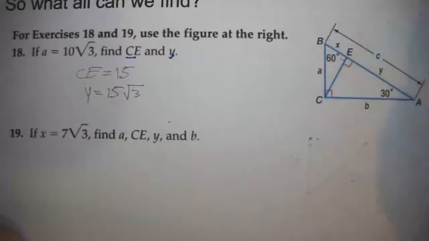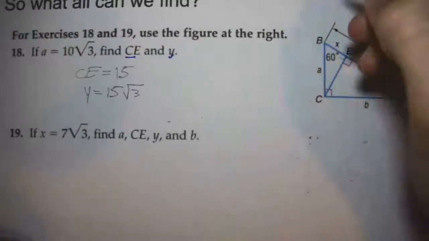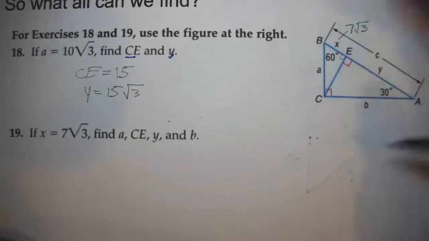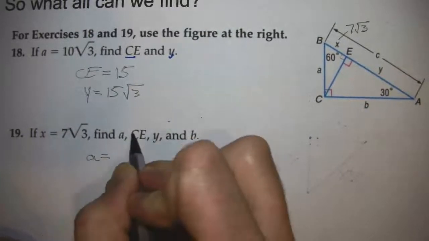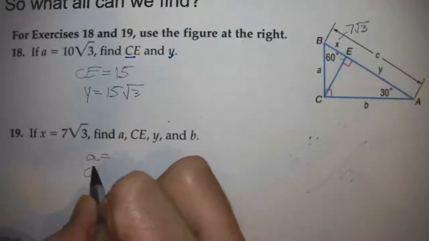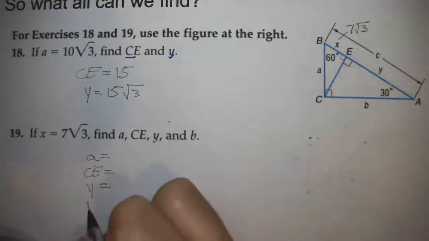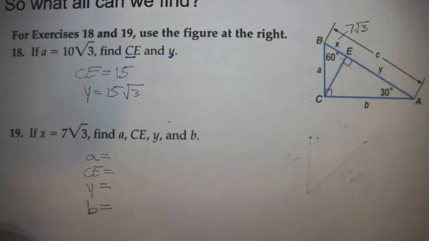And we'll start again. All right? So let's see here. For this one, x is 7 radical 3. So let's make that mark 7 radical 3. Excellent. And in this case, we're asked to find A, CE, y, and B. Goodness gracious. All right. So let's see what we can figure out.